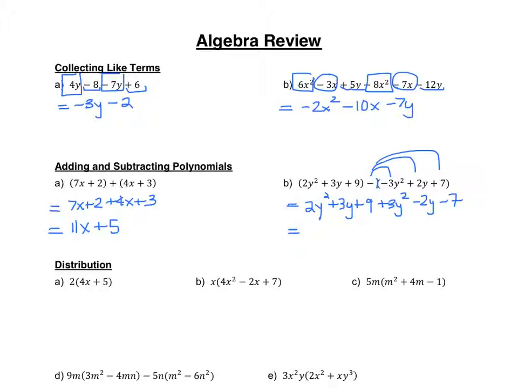Then grouping your like terms together, 2y squared plus 3y squared is 5y squared. 3y minus 2y is just plus y. And 9 minus 7 is 2.